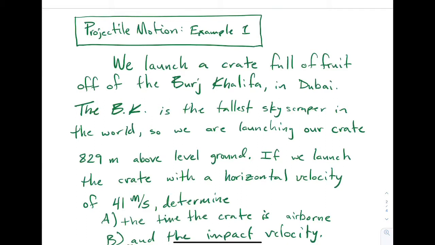So this reads, we launch a crate full of fruit off the Burj Khalifa in Dubai. The Burj Khalifa is the tallest skyscraper in the world, so we are launching our crate 829 meters above level ground. If we launch the crate with a horizontal velocity of 41 meters per second, determine A, the time the crate is airborne, and B, the impact velocity of the crate. So that's what we're looking for, two values in the end.